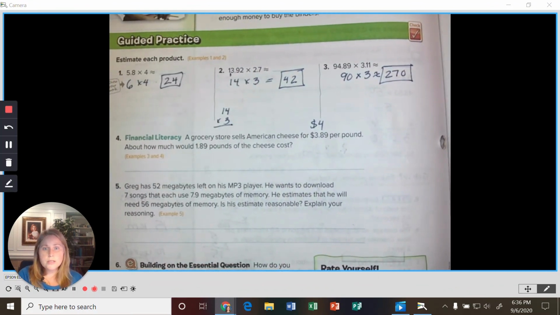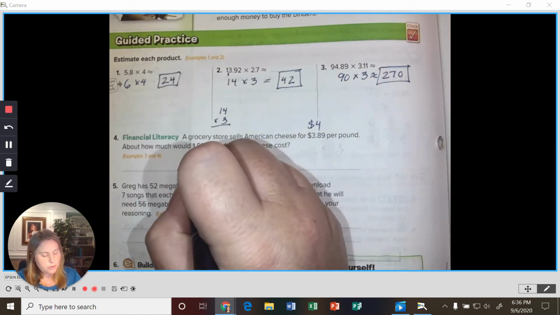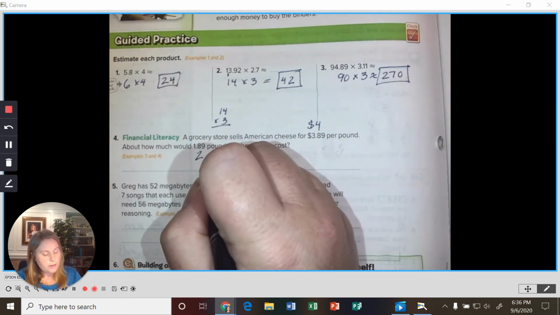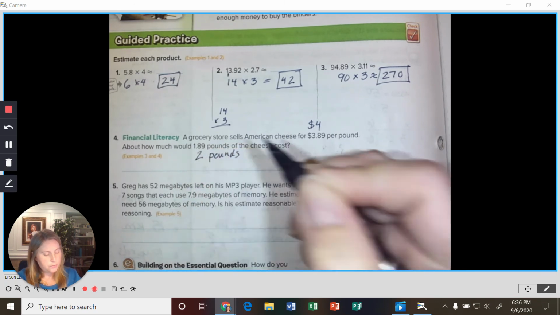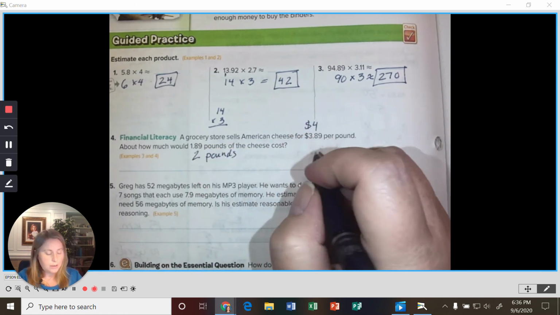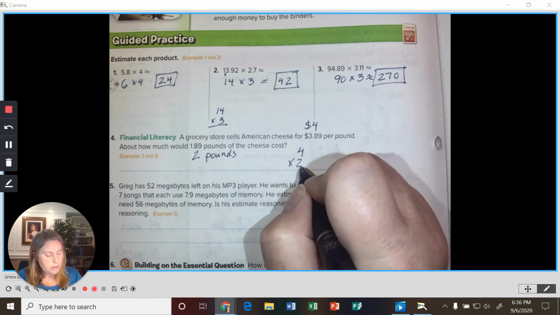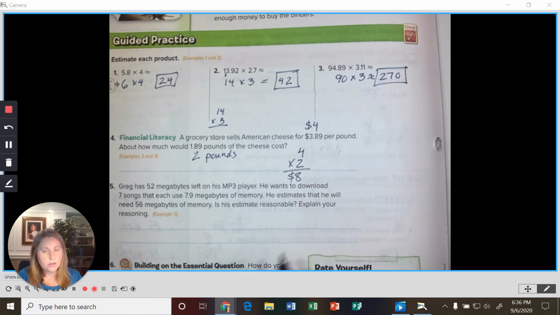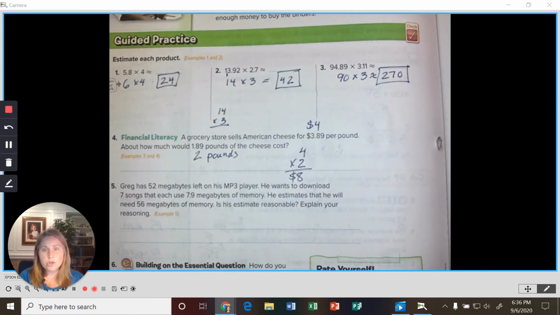A grocery store sells American cheese for $4 per pound. About how much would 1.89 pounds cost? So this we will round to 2 pounds. Okay, so $4 per pound times 2 pounds. 4 times 2, so $8 for those 2 pounds of American cheese.